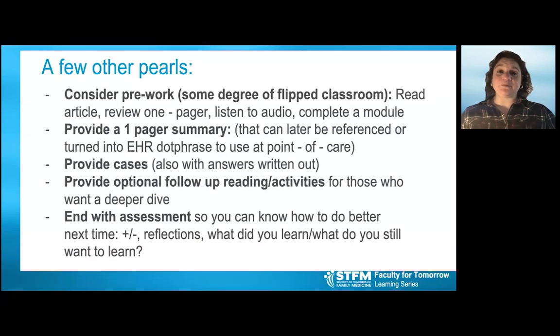These are a few other pearls I put together that are not related to Gagné's 9 events, but I think are very important. And these are things that I try to do with all my lectures, especially when I have time, because they do require a lot of effort. One is considering pre-work, some degree of a flipped classroom approach where your learners do something before they come into the session. I like to send out things for people to read or just a one-pager for people to look at. Maybe they can listen to an audio session or complete a module.